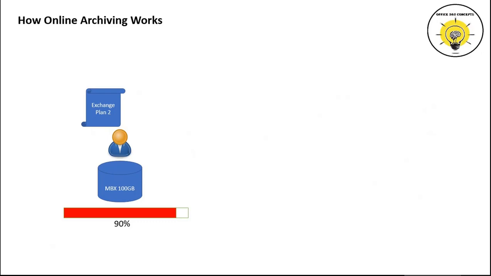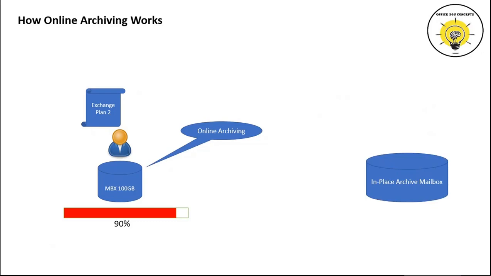But let's say that this user doesn't want to delete the emails. He wants his emails within the mailbox, or he needs access to his entire mailbox and all the emails. So in this scenario, we can enable online archiving for this mailbox. Once we enable online archiving, additional storage space will be allocated for this mailbox, and this mailbox will be named the in-place archive mailbox.